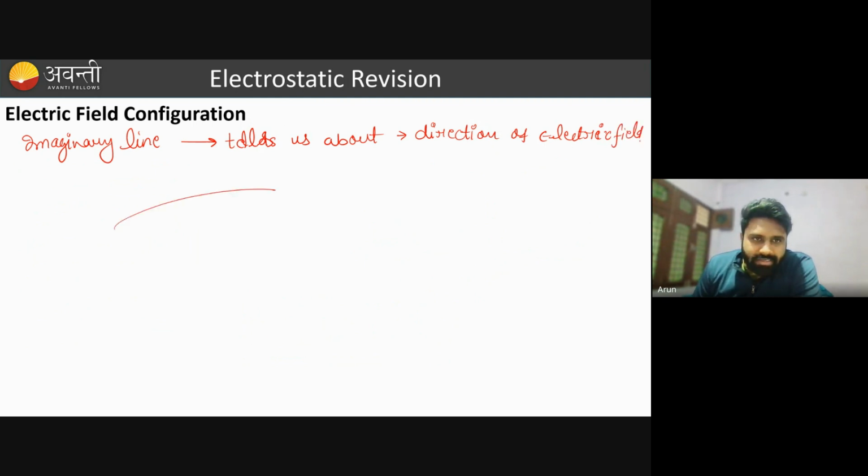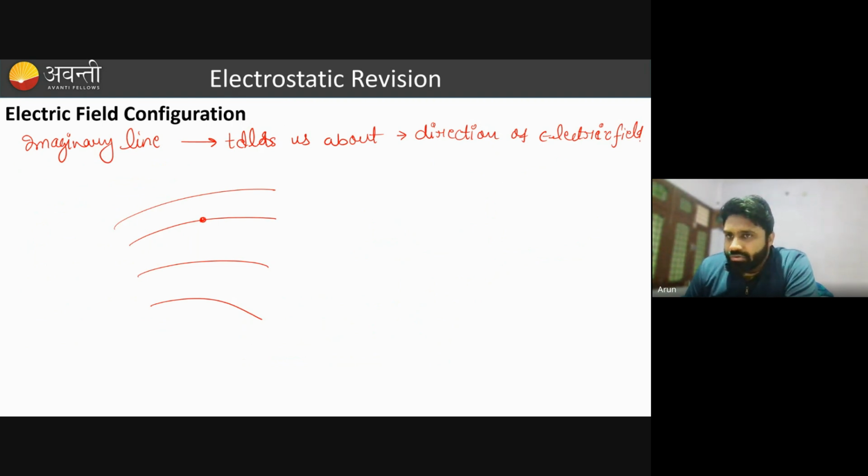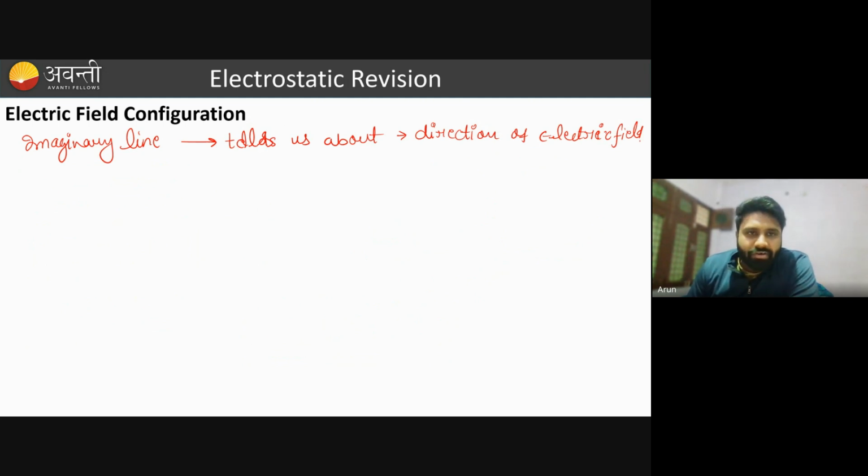If this is the electric field line, and you want to calculate the direction of the electric field at this point, what do you need to do? You have to draw a tangent touching this point. So the electric field direction is given by the tangent drawn on the curve at that particular point. Got it? So we will see the different variations of these imaginary lines.